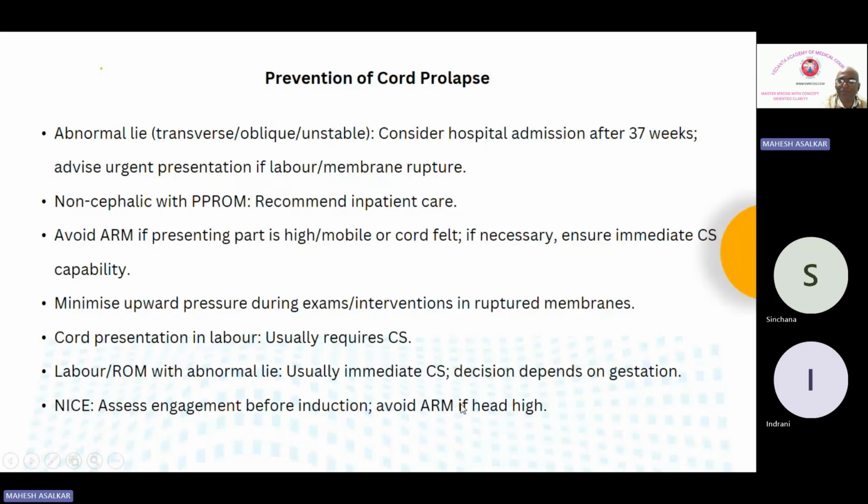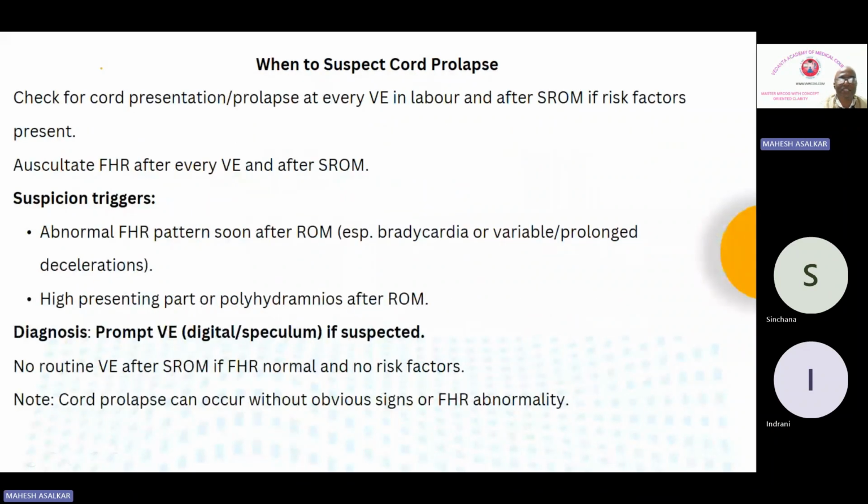Avoid ARM if the head is high. This is the NICE recommendation. We have to assess for engagement before induction of labor and avoid ARM. Okay, so these are actually many points we follow in our day-to-day practice.